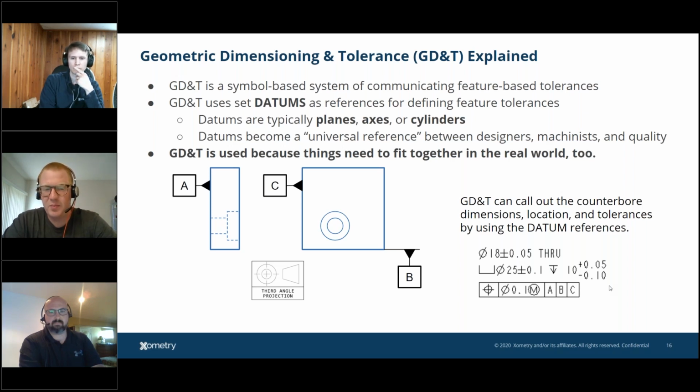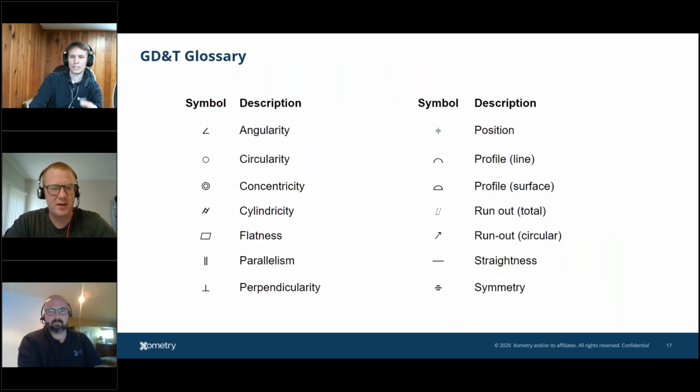GD&T is really important because, as we talked about earlier, parts don't exist in a vacuum. Everything that we make is physical, it's tangible, it's going to get delivered somewhere, it's going to be part of an assembly, and it has to work as designed. GD&T is what you can use to ensure that your parts are made together properly, that they interface with the right mechanical properties that you're expecting.